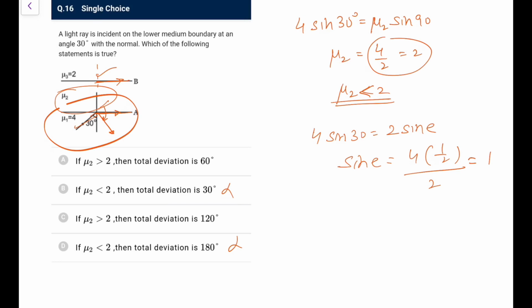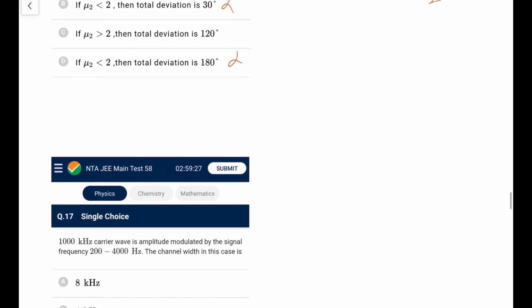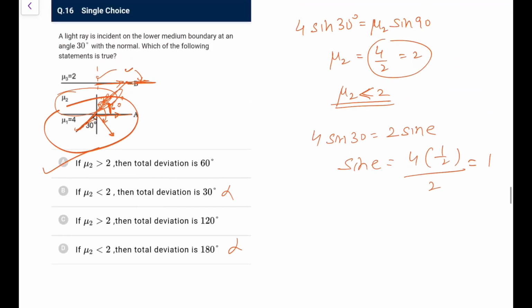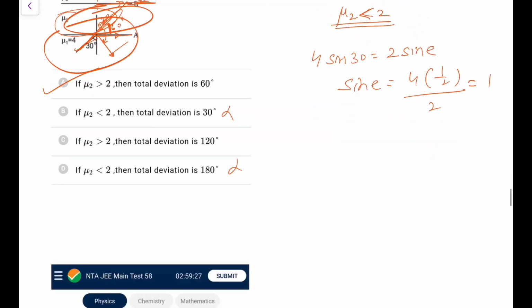In that case, the total deviation, if I have to write, this angle is 30 degree, this angle is 60 degree, so deviation would be this much. Instead of going like this, it goes by this, so it's bent by 60 degree. So if mu2 is greater than 2, total deviation is 60 degree. Go for option A, that is the most appropriate I can see here. The relation between these two doesn't depend on the third medium present in between.